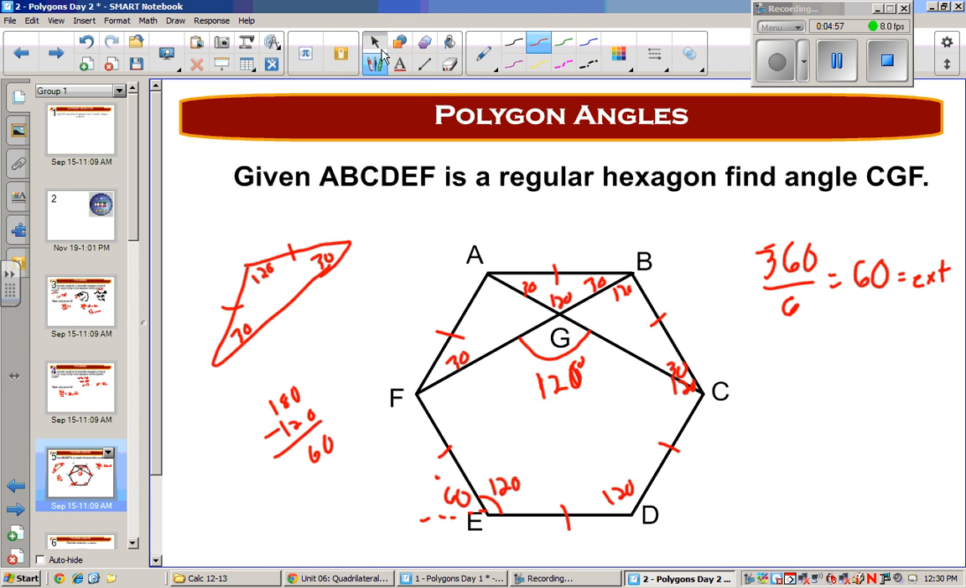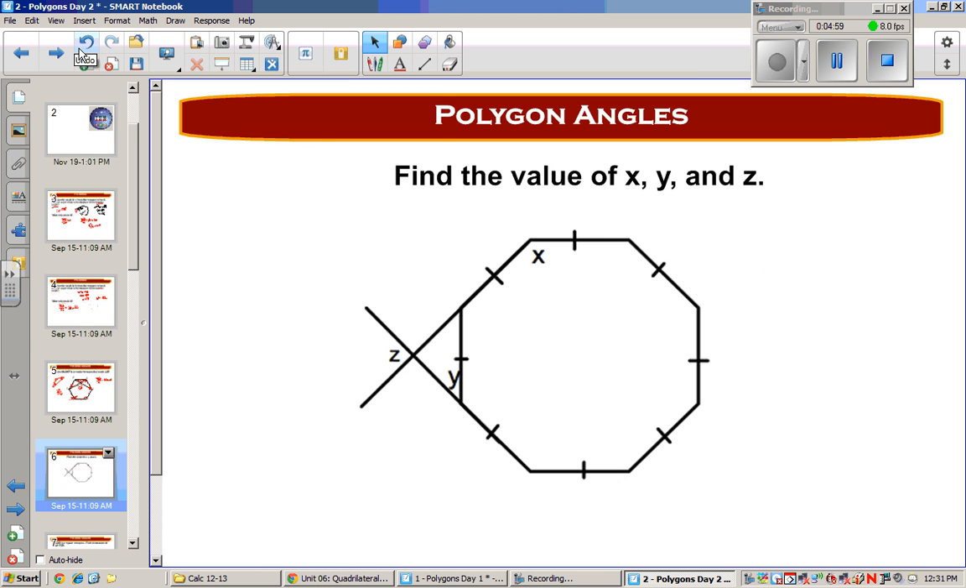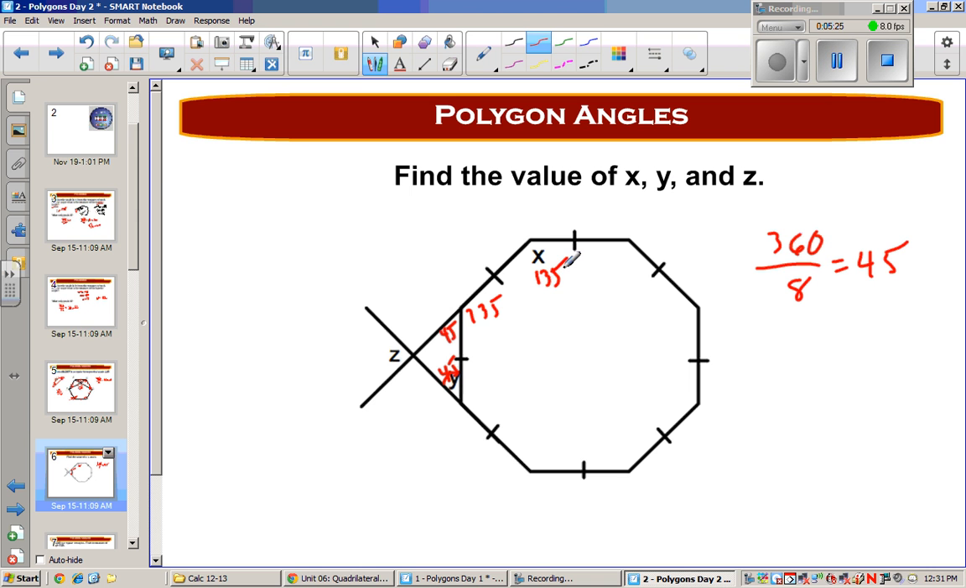Let's try something else. In this one, again, pause the video, see if you can do it on your own. And if not, then watch me. If this is an exterior angle, this has 8 sides. I can take 360 divided by 8 and get 45. So y is 45. This one's 45. 180 minus that, and each of these is 135. So x is 135, y is 45.